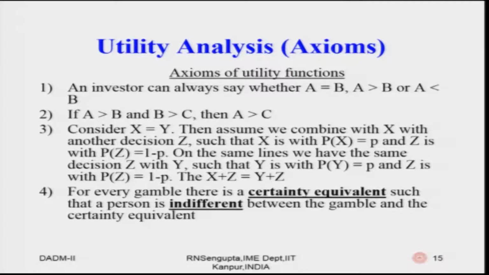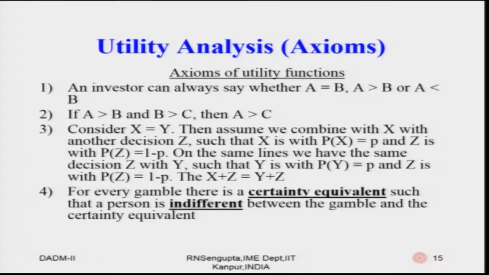for the value of A. Now, there are a few axioms of utility functions. An investor can always say whether A is preferred, so consider I am an investor, I am a decision maker, and there are many different decisions in front of me. We will assume always that I am able to put my decision in such a way that either I am indifferent between A and B, or I am willing to take A and not B, and vice versa.